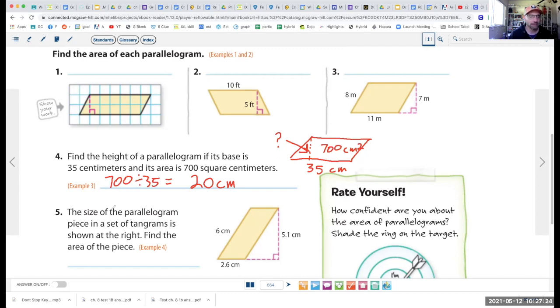Last one. It says the size of the parallelogram piece in a set of tangram is shown at the right. Find the area of the piece. So this one is just like number 3. One of these numbers you don't need. See if you can figure it out. Number 5, ready, go. What's the area? All right, so you should have done the base, which in this case is 2.6. So I'm going to just write it over here, 2.6. And the height is 5.1. And we're going to multiply that. This 6 centimeters, forget it. We don't need it because we do not measure the diagonal, only the base and the height.